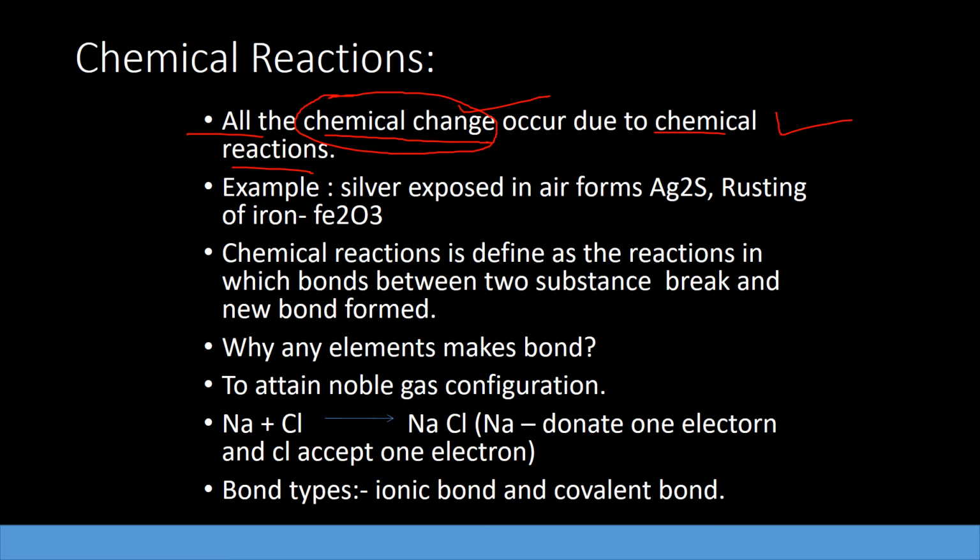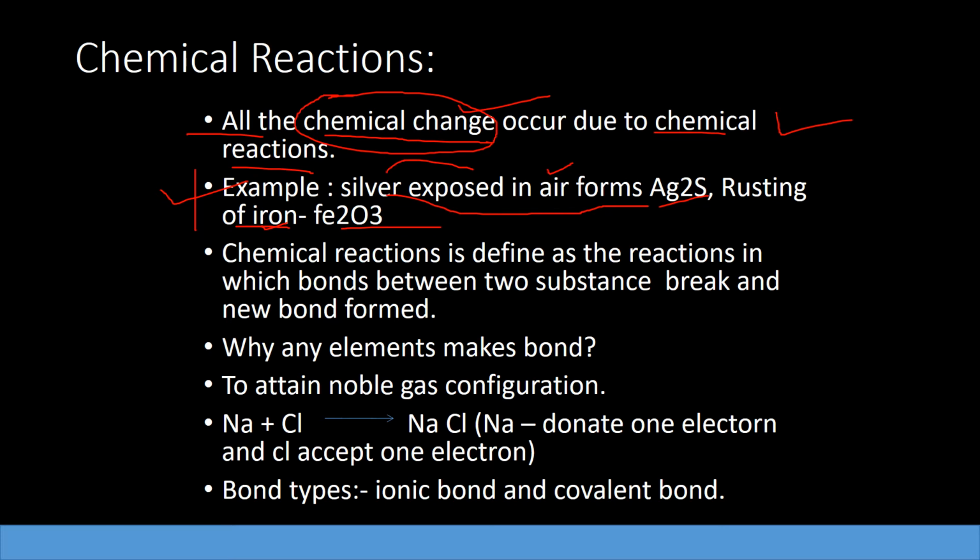For example, silver exposed to air forms silver oxide, and rust of iron forms iron oxides. You will find a black colored layer over the silver when it is exposed for a long time in air. Rusting of iron is there. So these are the chemical changes, and why do these changes happen? Because the silver is exposed to air, and the iron is exposed to air and water for a long time. It means they are reacting with each other, and they are producing a new substance.